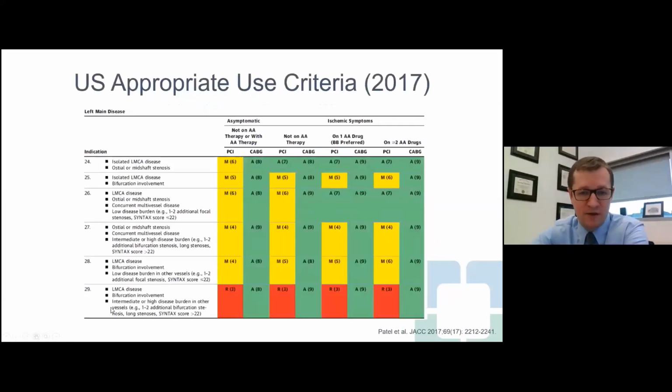And the appropriate use criteria in the United States used to really classify procedures as being appropriate or not. As you can see, CABG is appropriate across the board, whereas PCI may be appropriate in most cases, but honestly, the guidelines are what we follow mostly. This just kind of echoes that.